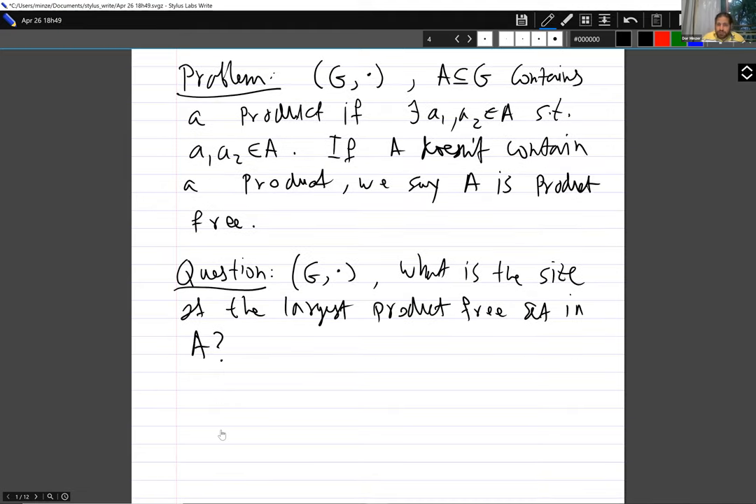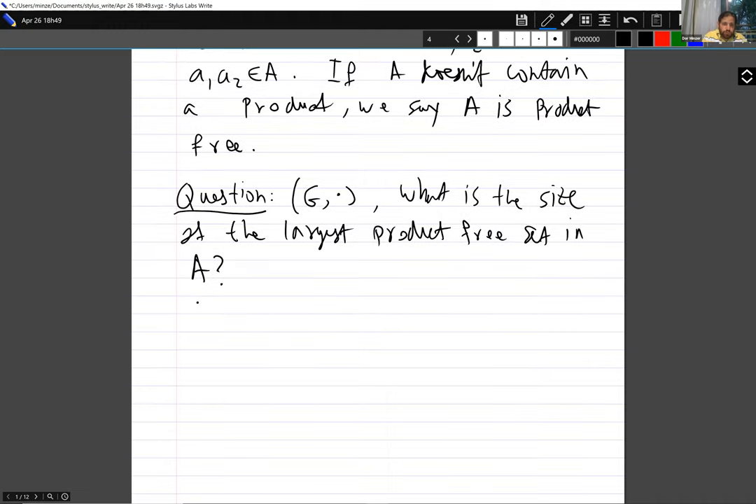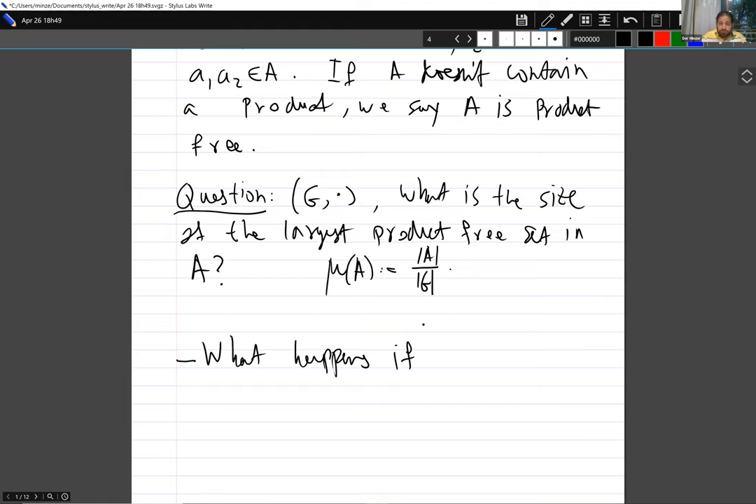Okay, so let's start with some easy case for warm up. Oftentimes I'm not going to talk about the size of the set, but rather about the density of the set, which is simply the normalized size. So mu of A is equal to the size of A divided by the total size of the group. So let's consider a special case. What happens if G is abelian, let's say even cyclic?